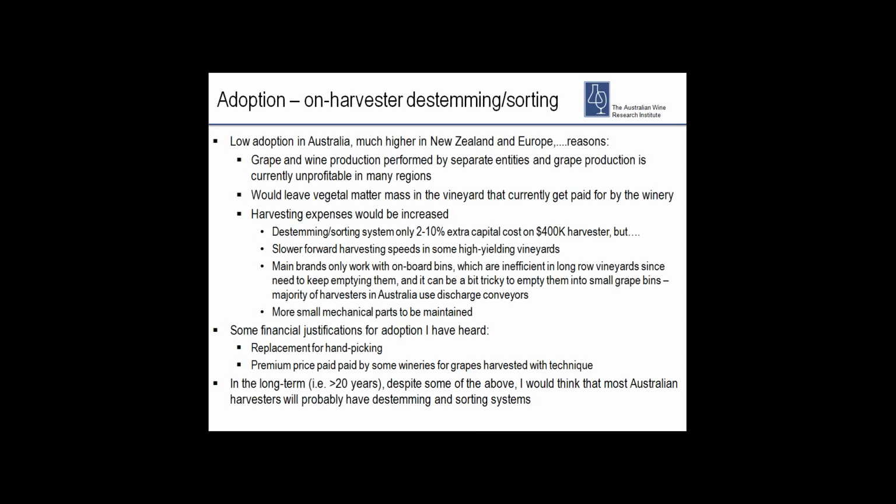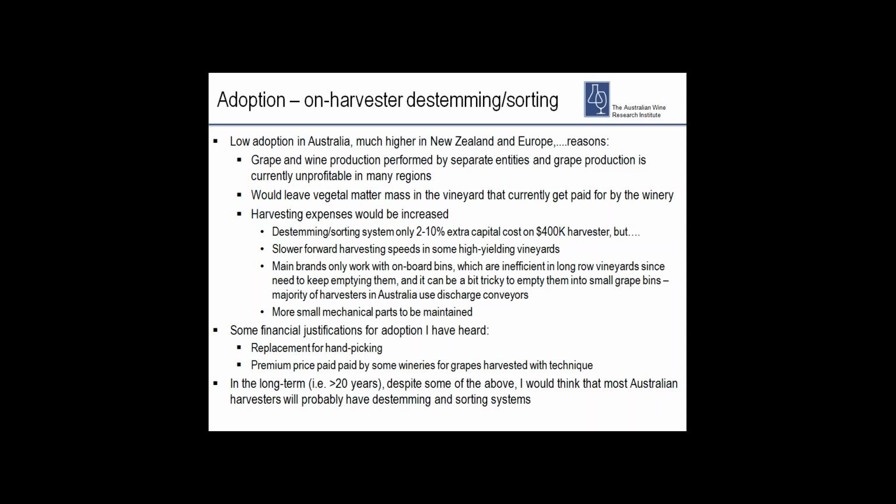So this is really one of my final slides, but I just wanted to discuss the adoption of on-harvester destemming and sorting systems in Australia. It's apparently still very low here. It's a technology that apparently has been much more widely adopted in France, New Zealand, and some other countries. There are probably a few reasons for the low adoption rates in Australia, but essentially it probably relates most to the unprofitability of grape growing in Australia in many regions at the moment, and probably also the fact that grape and wine production are often performed by separate entities.